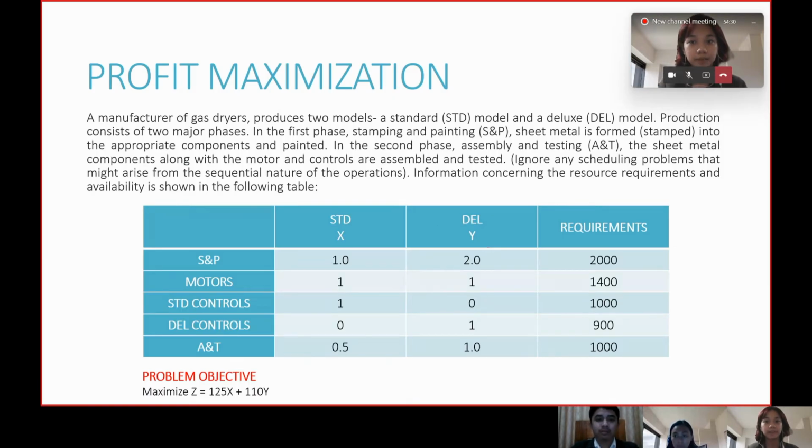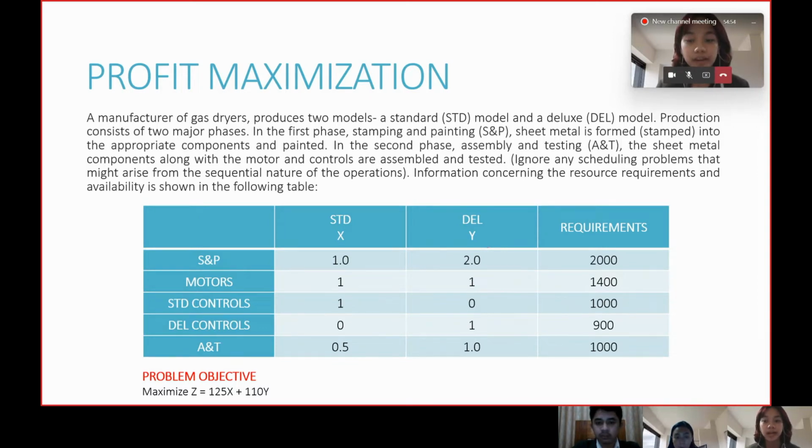For the first problem, we have profit maximization using the graphical method. It says here that a manufacturer needs help in choosing how many units of STD or DEL dryers they need to produce. So the first step in profit maximization is to set up the objective function and constraints in mathematical format. To do this, we would need to identify our decision variable, problem objective, and constraints.